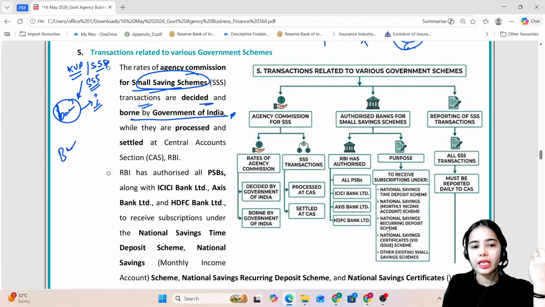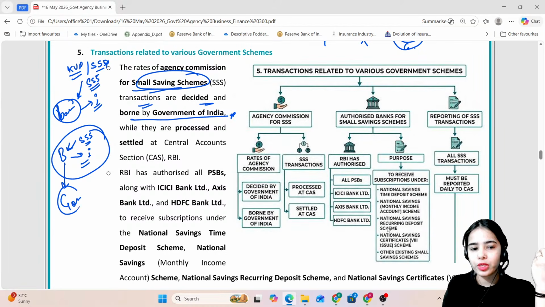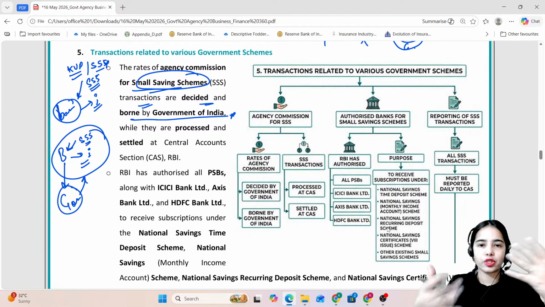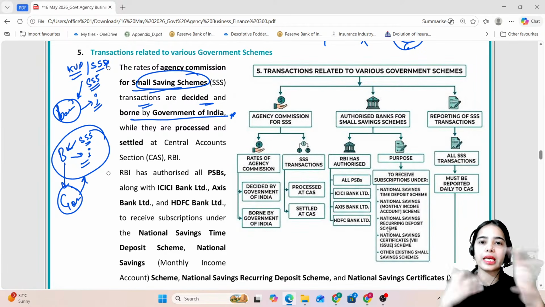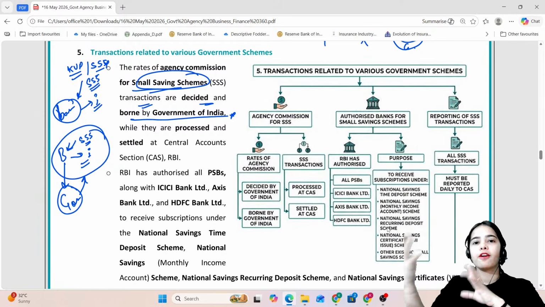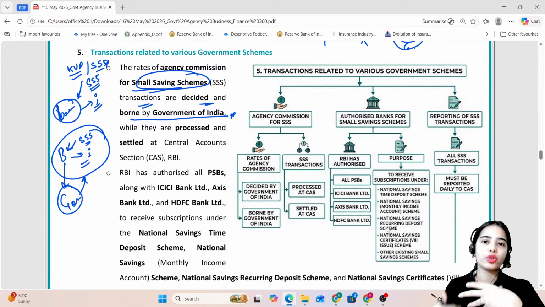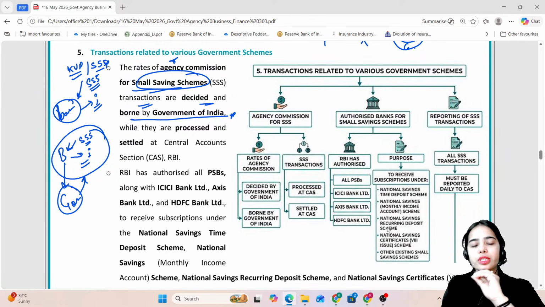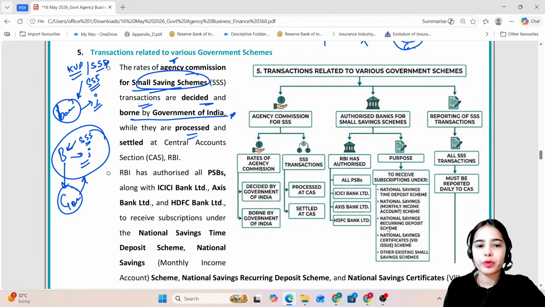So the bank is taking the money under the small saving schemes and providing the interest on behalf of the government. Finally the bank gives the money to the government, and the government gives the interest that the bank has to pay forward. So in this case, the bank is becoming the intermediary for the government to collect the payments or to make the payments. The rates of agency commission for small saving schemes transactions will be decided and borne by the government of India while they are processed and settled at the central account section of the RBI.